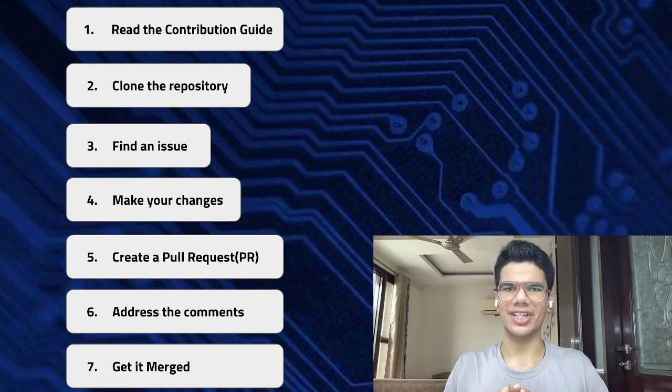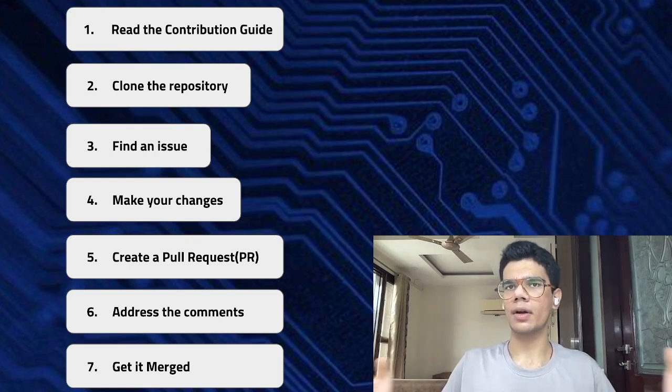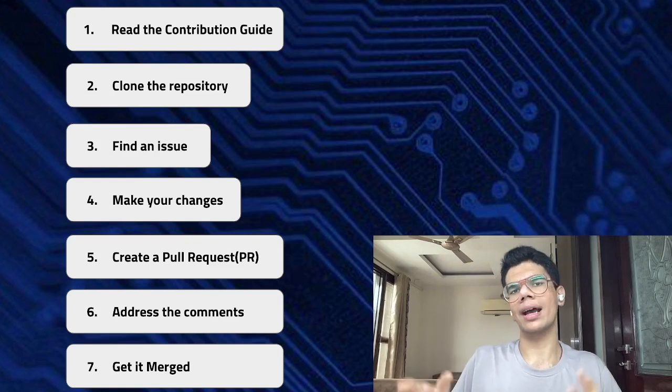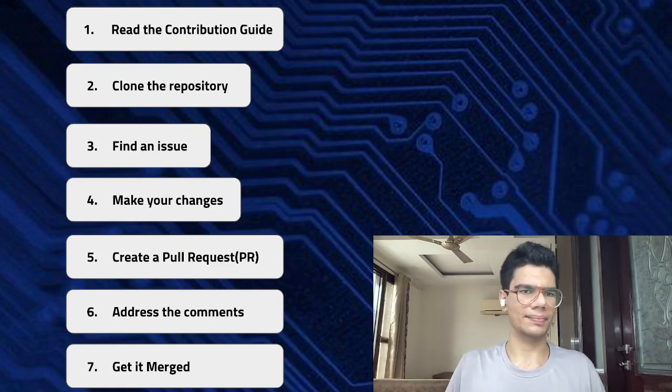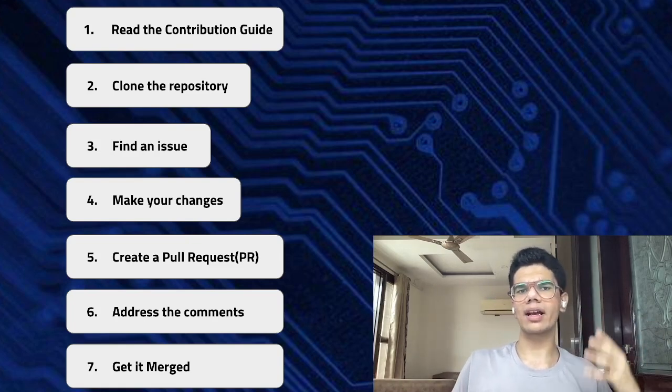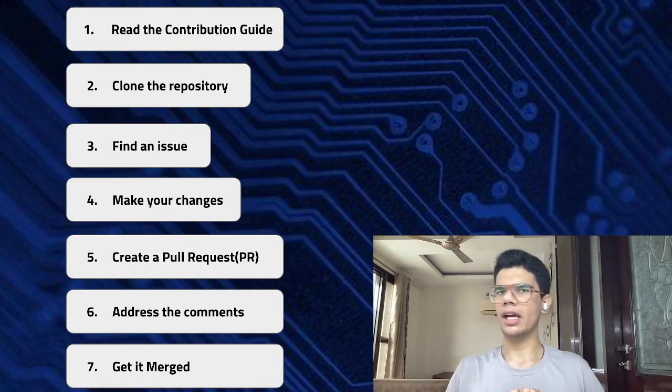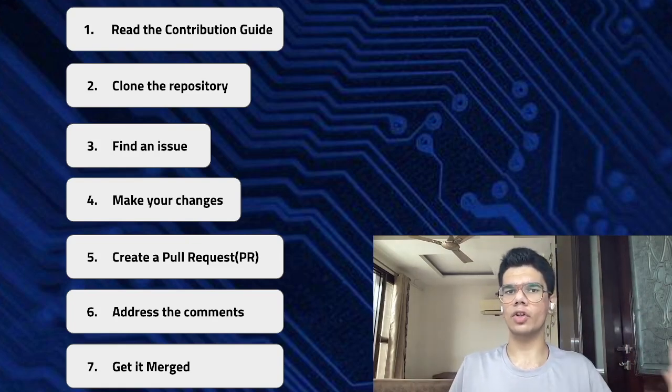Step 4, make your changes. Once you've selected an issue, make the necessary changes to the code base. Use a text editor or an IDE to edit the files. Step 5, create a pull request. After making your changes, you can submit them for review by creating a pull request on GitHub or Gerrit. Ensure that your PR must contain the clear description of the set of changes you've made and references the issue number to which it is providing a solution.